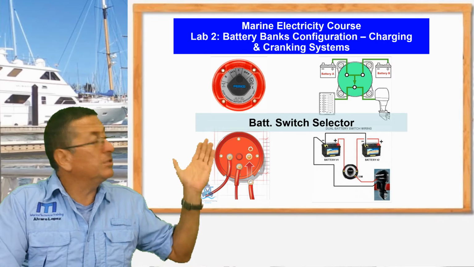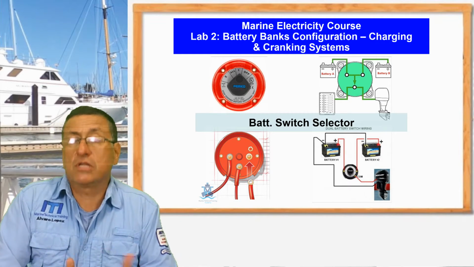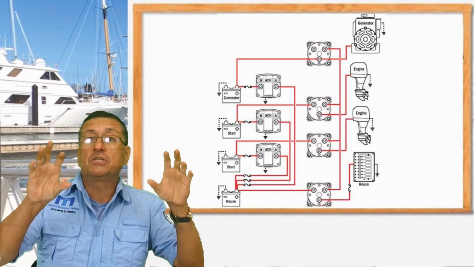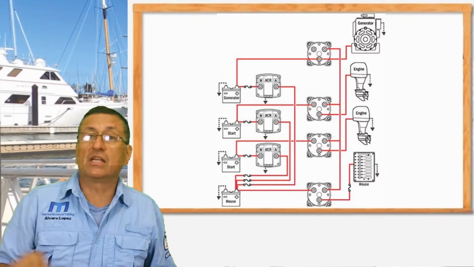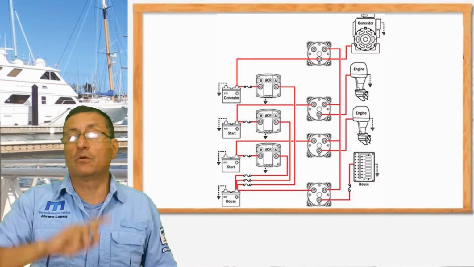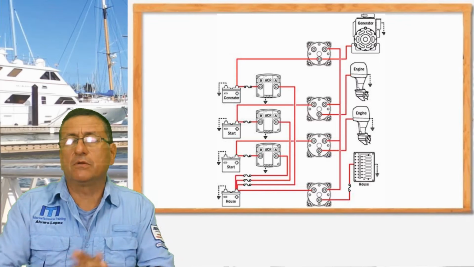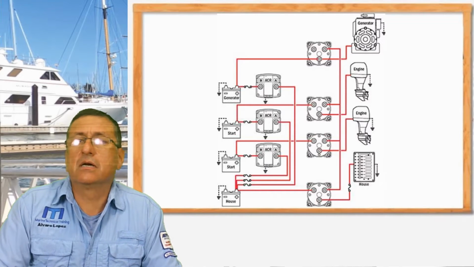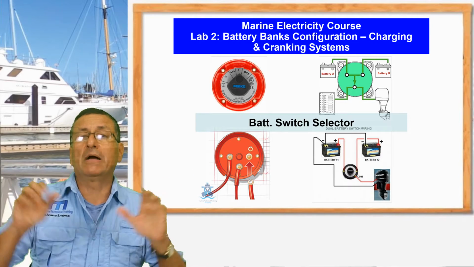Normally, a battery switch selector is for each two battery banks. For that reason, in a typical boat, you have one battery switch selector for the main engines, one battery switch selector for both generators, or another battery switch selector for bow thrusters and windlass. Normally in a big boat you find 4 or 6 battery switch selectors. Each battery switch selector is for two battery banks.